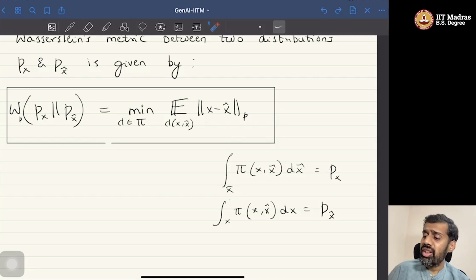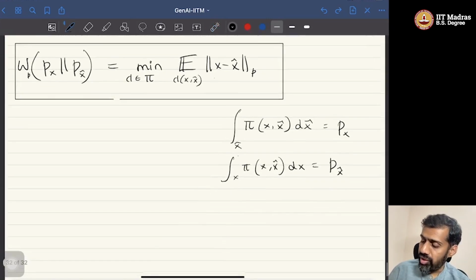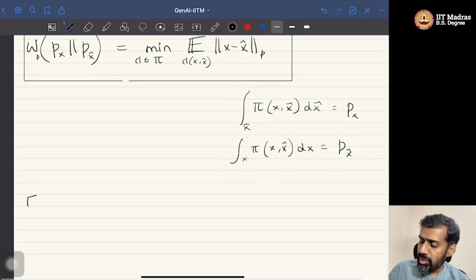Now the question is, how do we use this for constructing generative models? One fact is that the Wasserstein's metric does not saturate, unlike F divergences.